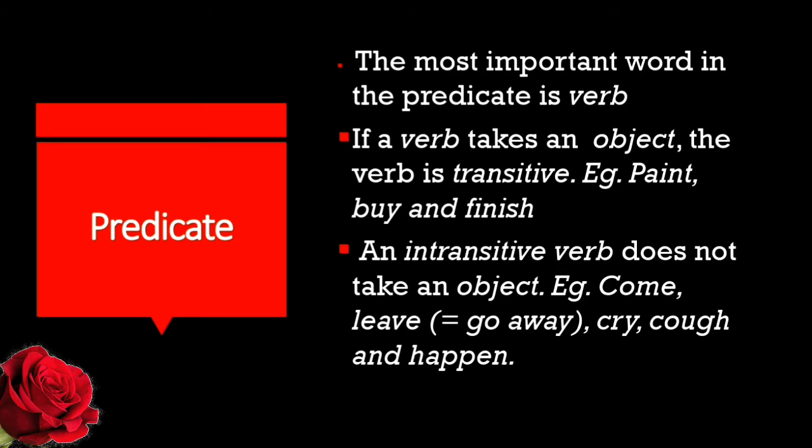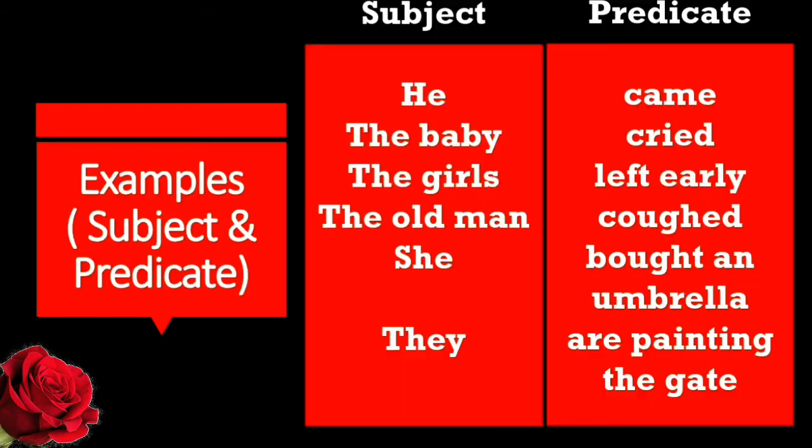Examples for intransitive verbs are come, leave, cry, cough, and happen. Let us see some examples for intransitive verbs now. He came. He is the subject and the predicate is came. Came is a verb and it is an intransitive verb because it is not taking any other object. The verb alone is there. So such verbs are called intransitive verbs.